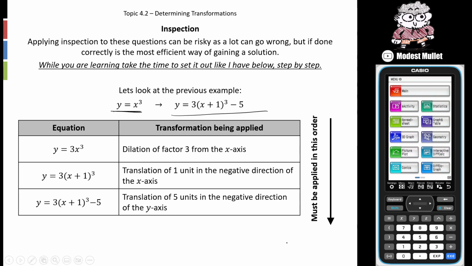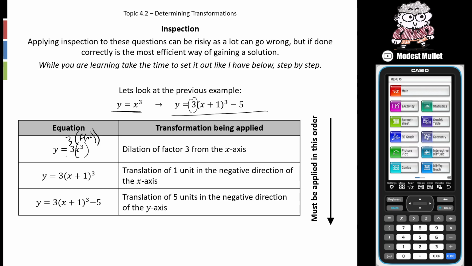This shown is in the correct order, and the next slide will show if it's in the incorrect order. So if we dilate by 3, in this case we've done 3f of x. Dilation of 3 from the x-axis, that's the first replacement, and that's how we get our 3 there. Since now the 3 is there, we can put in our translation. So translate 1 unit in the negative direction of the x-axis.